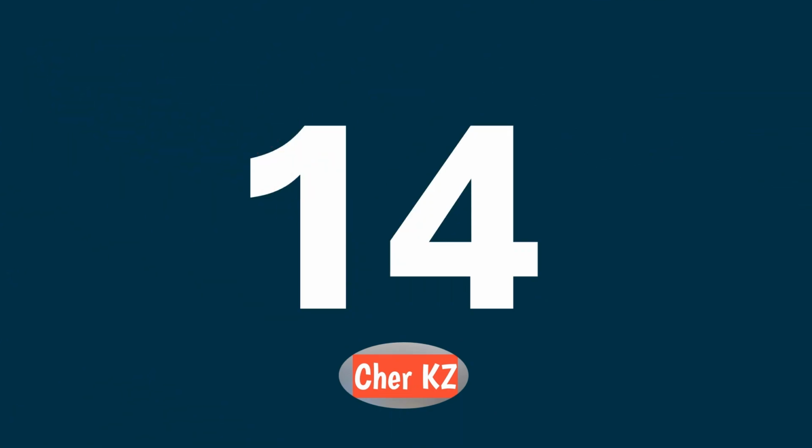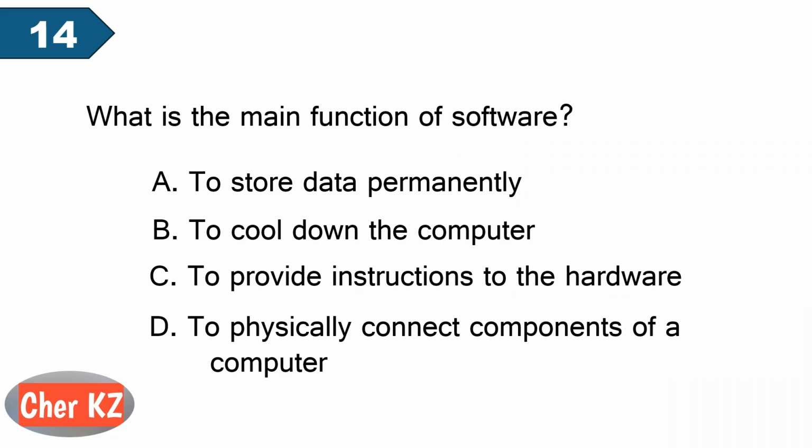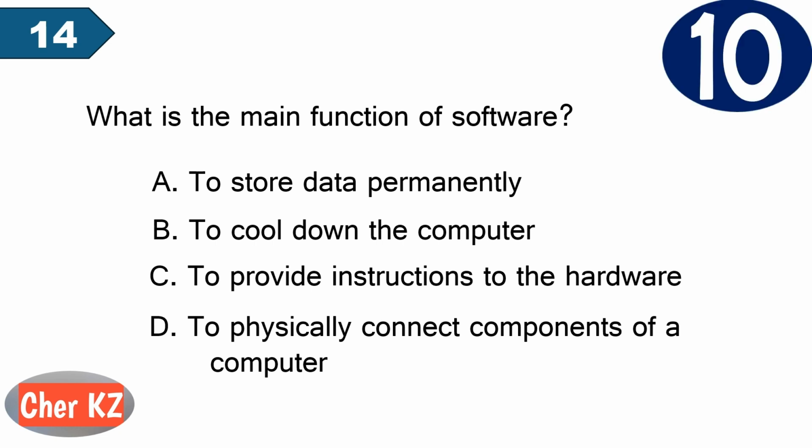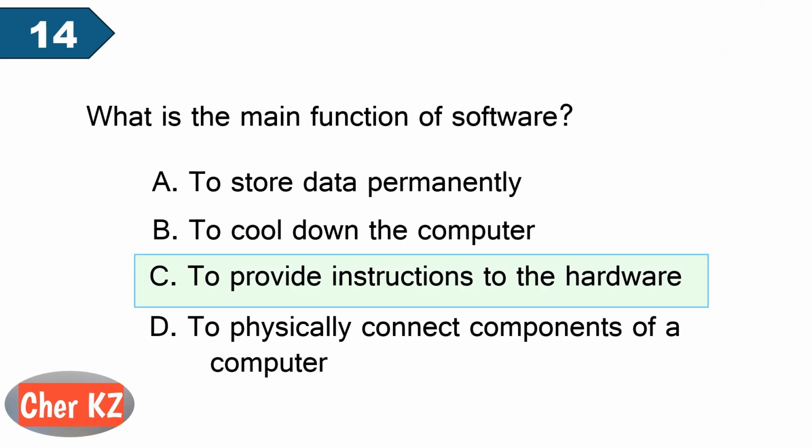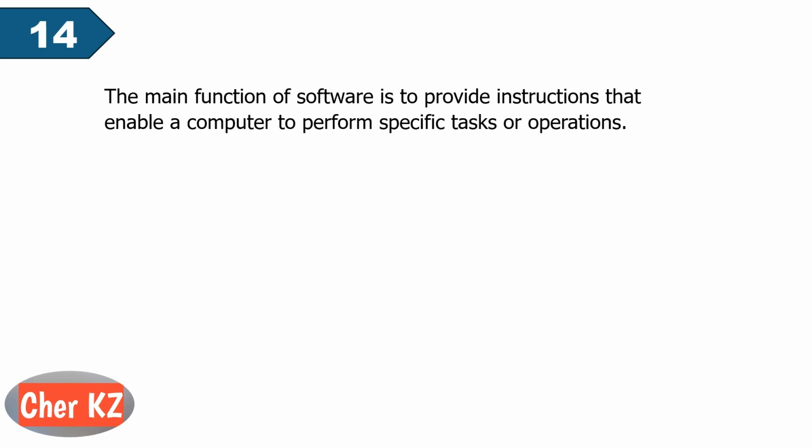Question number 14. What is the main function of software? The correct answer is letter C, to provide instructions to the hardware. The main function of software is to provide instructions that enable a computer to perform specific tasks or operations.